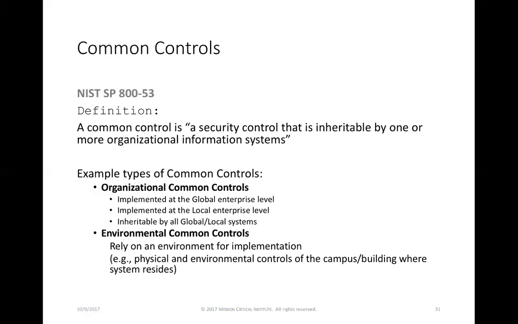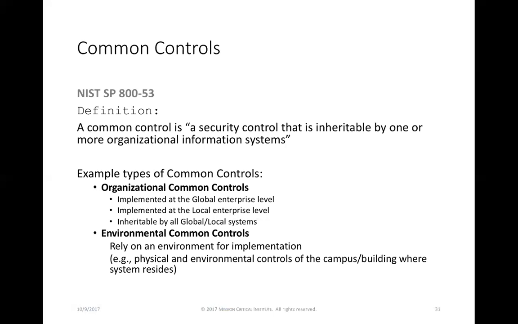Okay, so again, 800-53 defines a common control as a security control that is inheritable by one or more organizational information systems. Example of a common control is organization common controls could be implemented at global enterprise level, implemented at local enterprise level, or inherited by all global local systems. An environmental control relies on the environment. So physical controls.